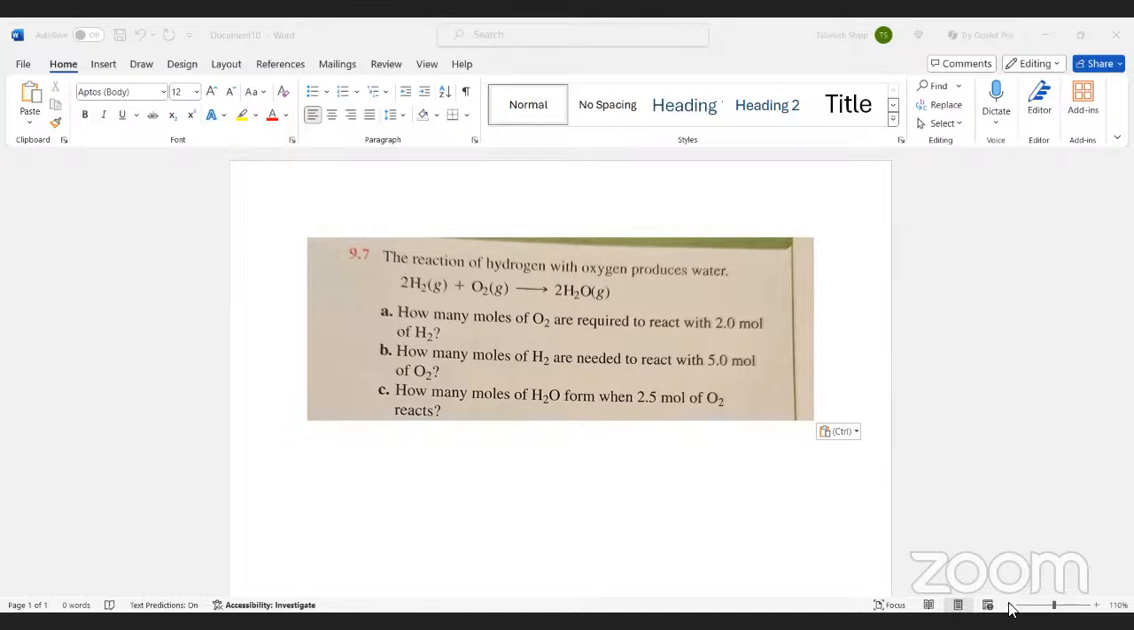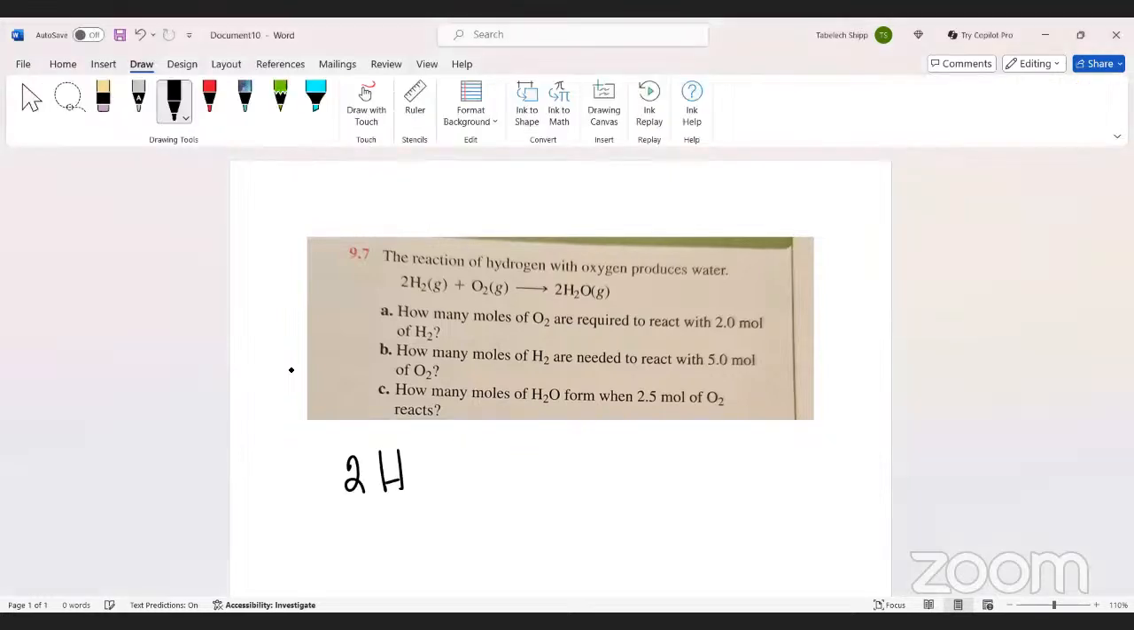All right, so for this particular problem, what we have, guys, it says how many moles of oxygen are required to react with 2.0 moles of hydrogen. One of the things you guys got to remember is that whenever you're dealing with a chemical reaction, that's the first thing you need. So I'm going to rewrite this problem out, okay, so that you all can focus simply on the information that is given, okay?